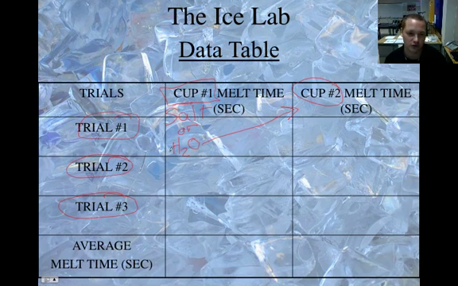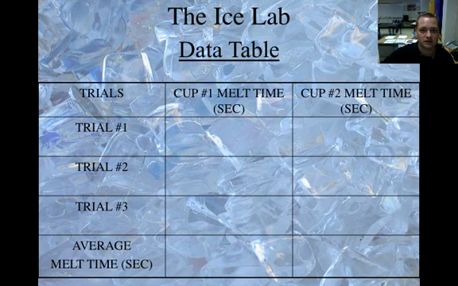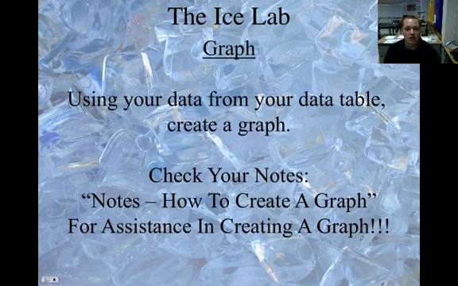So if you choose cup 1 to be salt, cup 2 will be the one without salt, or vice versa. But you're going to have to make that decision, and you'll have to include that in your procedures. Hint, hint, hint. Okay, when you're all done, we're going to ask for you to calculate the average melt time. The reason why we're going to ask for you to calculate the average melt time for each of these trials is it's going to give another option for you when you get to the point where you're ready to graph.